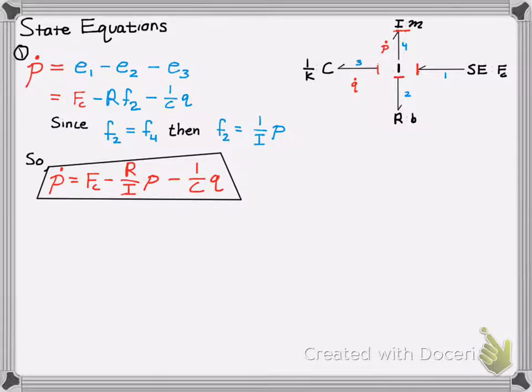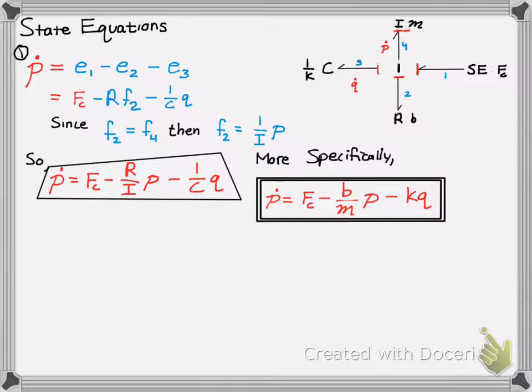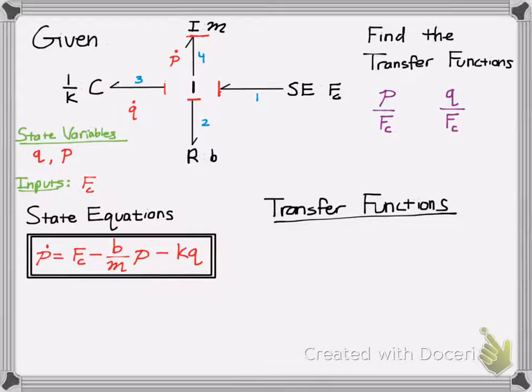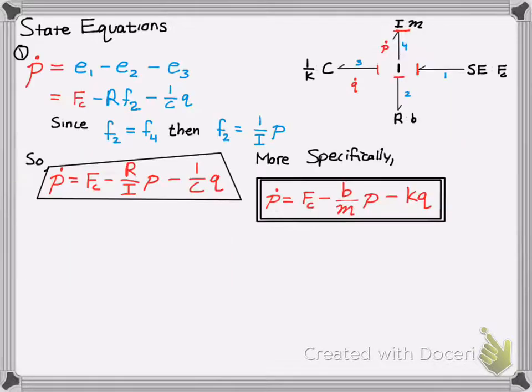Look, we have P, Q's, and our inputs, and we have our coefficients in front of each of those state variables. Now, the state variables actually have more of a physical application here, which are written there. We have I for M, B for R, and 1 over K for C, so we can write that more specifically as the following equation here. So boom, we got our first state equation. Now let's find the second one.